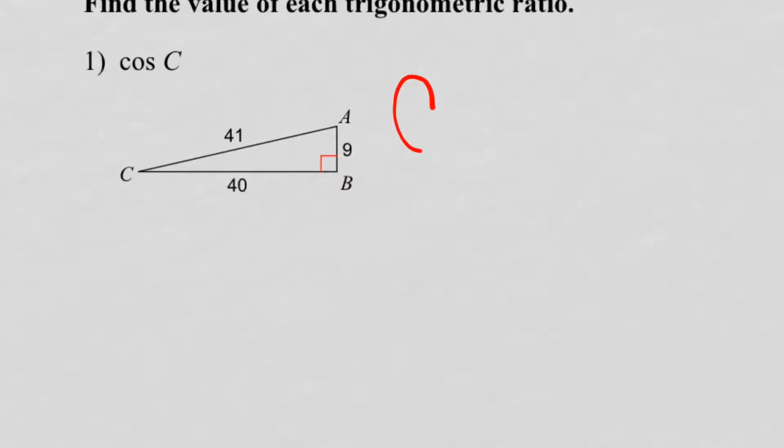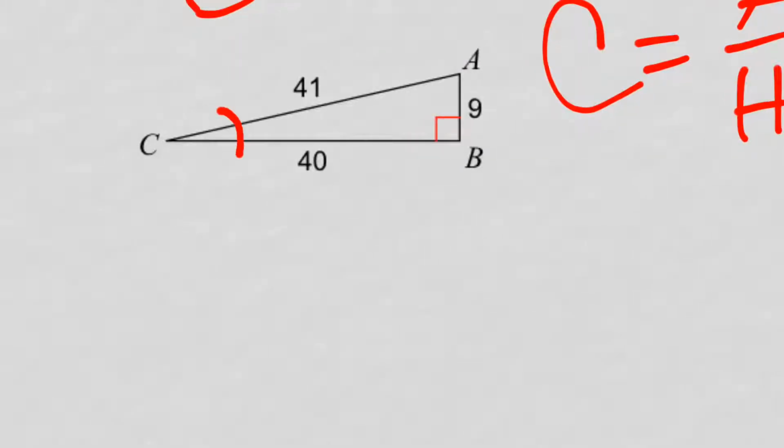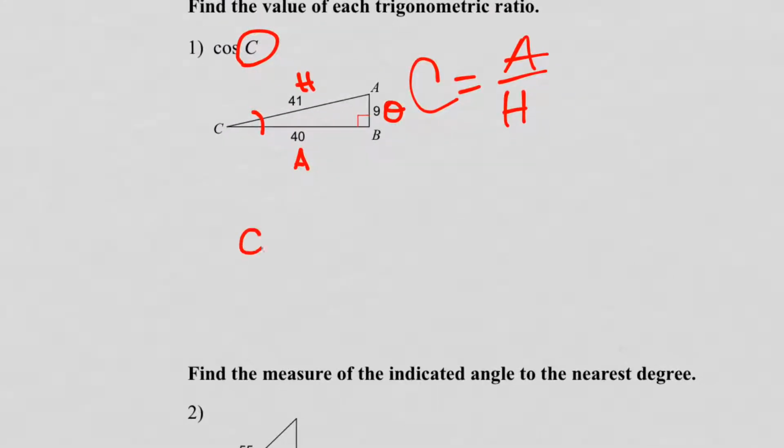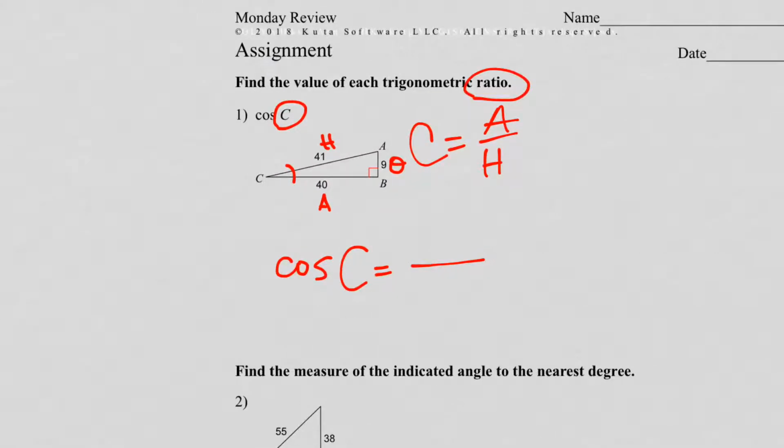So cosine is the part. They're talking about angle C, so you're gonna label your sides. The side opposite of angle C is side AB. The hypotenuse is side CA, which means that your adjacent side has to be CB. So cosine of angle C, they just want the ratio, is equal to the adjacent side, which is 40, divided by the hypotenuse, which is 41.